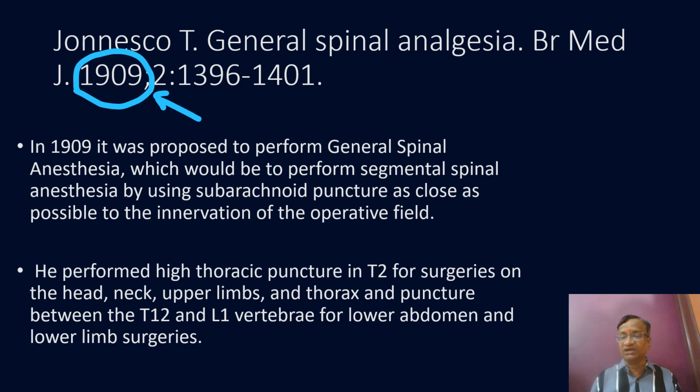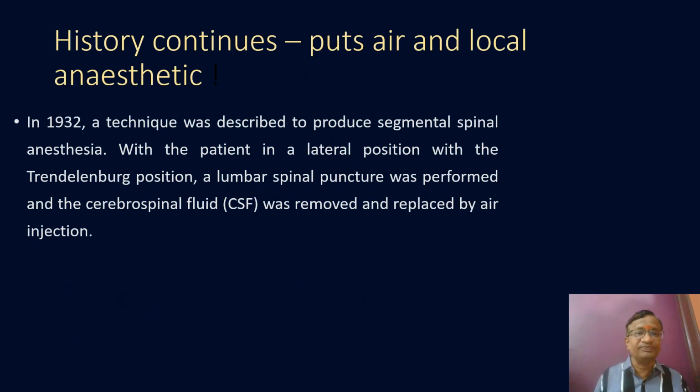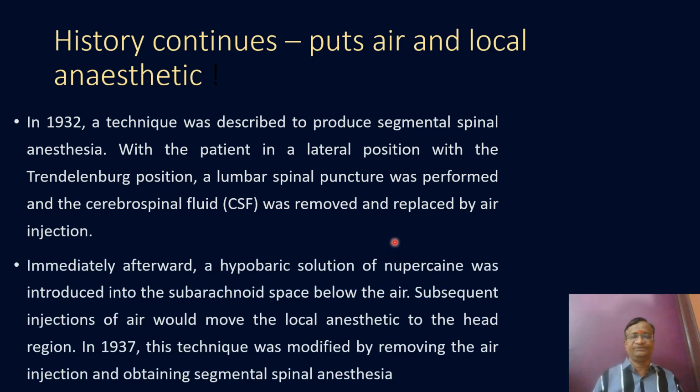Still around 118 years gone, some 14 years gone, history continues with air and local anesthetic. In 1932, with a patient in lateral position and in Trendelenburg, a lumbar spinal puncture was attempted and CSF was removed and replaced by air, followed by a hypobaric solution of Nupercaine injected so that it would go to the thoracic region. So this is all the history of trying to put the drug specifically in the thoracic spinal space. Nupercaine is nothing but dibucaine.